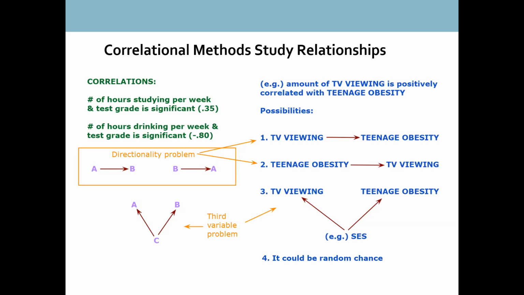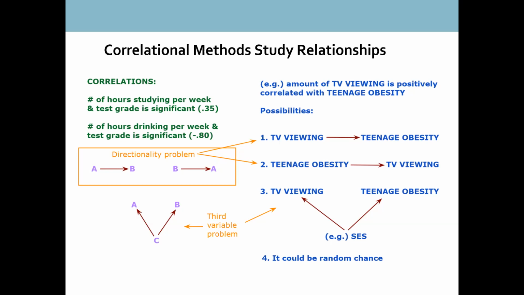Now, one of them is positive and one's negative. The sign of the relationship, positive versus negative, tells us how the two variables are related. A positive correlation means that the numbers go in the same direction, meaning that high numbers go with high numbers, low numbers go with low numbers. So when we see positive 0.35, it means the more hours studying per week, the higher the test grades tend to be. The lower number of hours studying, the lower the test grade. So positive just means same direction, high numbers with high numbers, low numbers with low numbers.